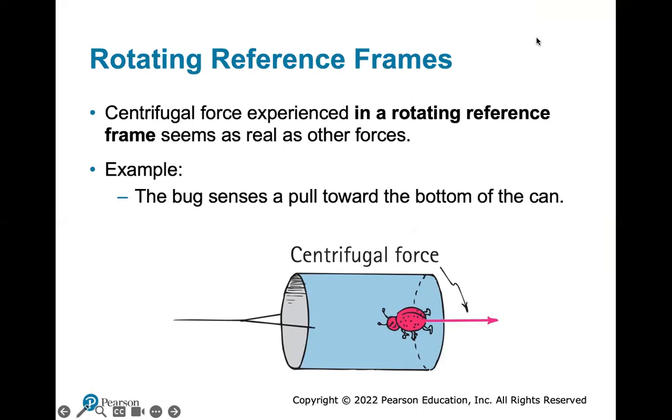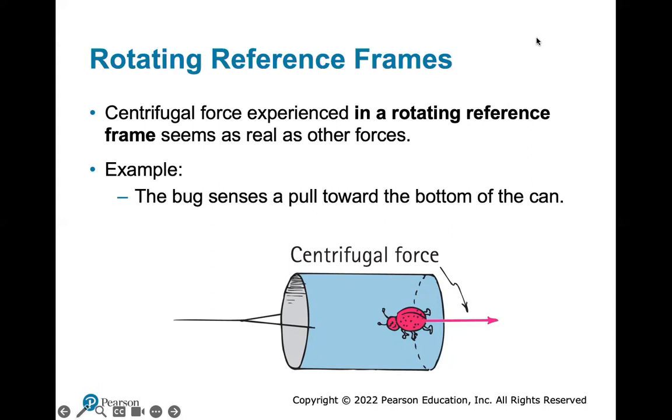Rotating reference frames. Now, centrifugal force experienced in a rotating reference frame seems as real as other forces. Example, the bug senses a pull toward the bottom of the can. He's feeling what feels like gravity, but it's the centrifugal force. Even though it's not a force, it's a real effect. He's feeling like he's being pulled towards the bottom of the can.